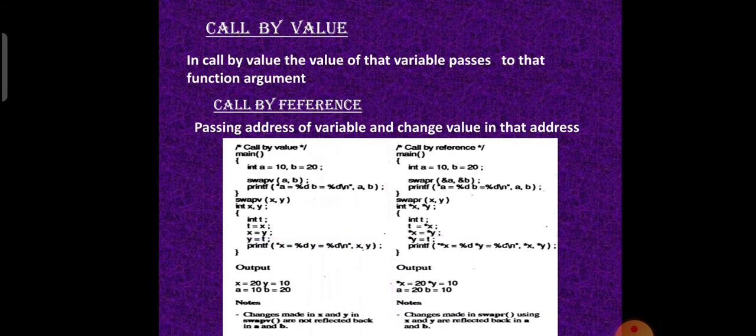This is the example of a swapping program. In call by value, the values 10 and 20 will be passed and the swapping operation will be performed. Whereas in call by reference, the address of that variable is passed and the swapping operation is performed.